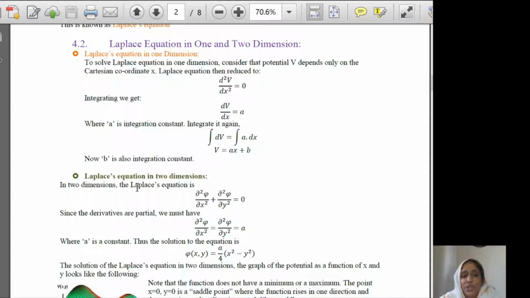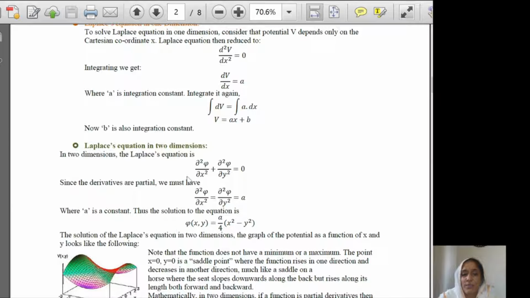Now, the Laplace equation solution in two dimensions. In two dimensions, it depends upon two variables, x and y. Therefore, the equation is d square phi by dx square plus d square phi by dy square is equal to 0. Since the derivative is partial, each term must be equal to a constant. Now, the solution of the equation becomes this one.